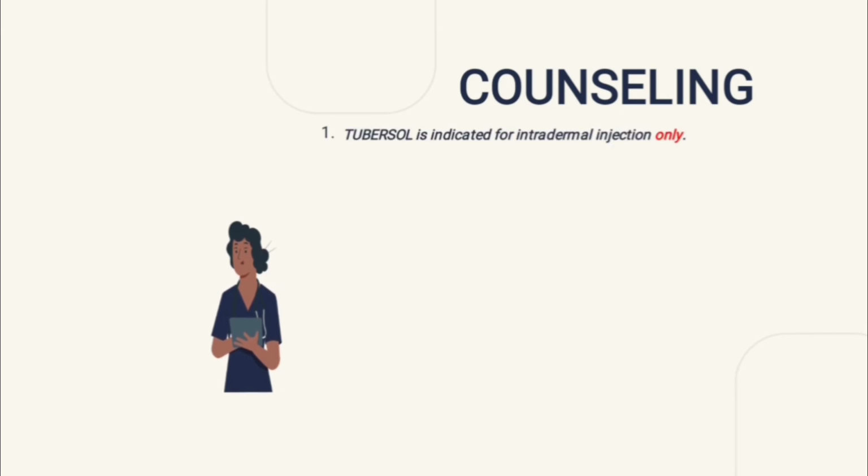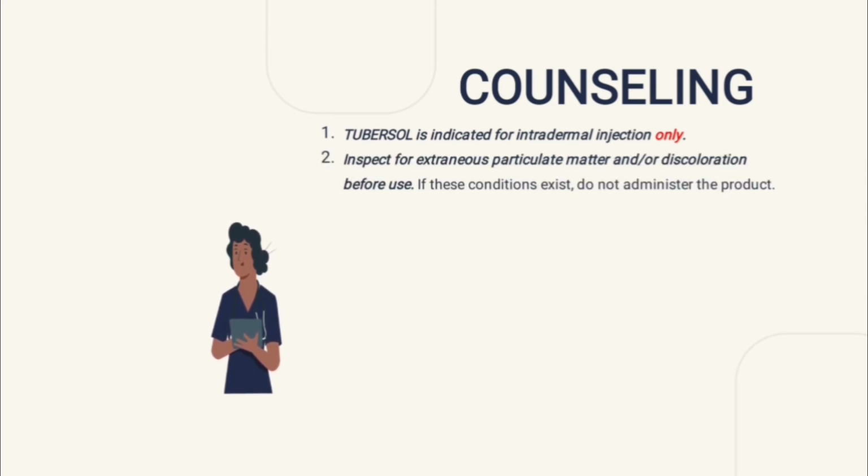Next is for patient counseling. Now, first, Tuberculin is indicated for intradermal injection only. This talks about the drug Tuberculin. I repeat, intradermal injection only. Next is, inspect for extraneous particulate matter and or discoloration before use. If these conditions exist, do not administer the product using tuberculin syringe. Now, you have to check the product first before administering it to the patient because it may cause harmful effects to the patients when being administered.